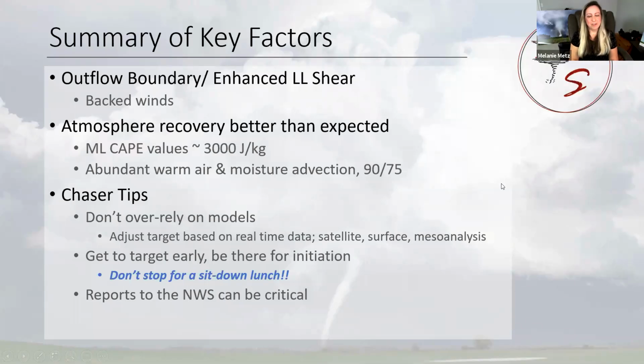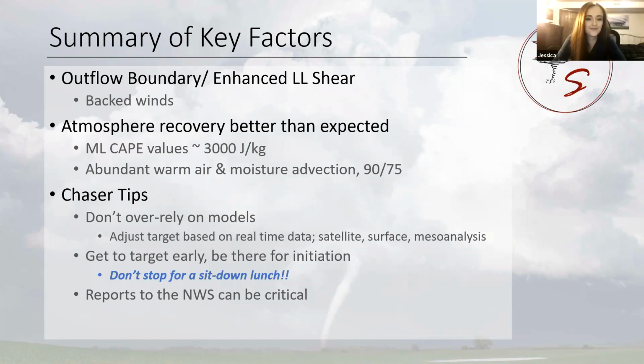All right, so we're just going to go over a summary of some of the key factors from this day. Again, both Jessica and I talked about that outflow boundary, which enhanced that low-level shear and created a better environment for tornado development. Those winds were more backed as a result of the outflow boundary. It creates a little more lift, and it created more of that triple point with that warm front type of setup instead of just a cold front with more linear storms. The atmosphere was able to recover better than we expected.